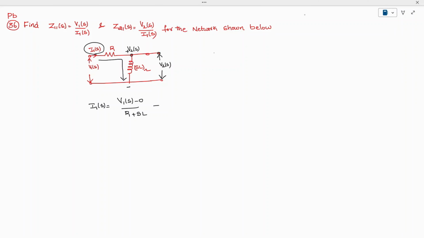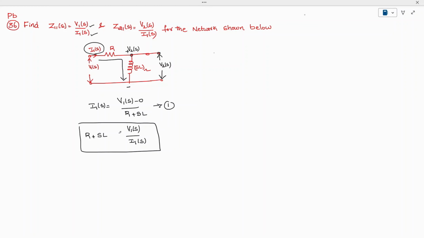So this is equation number 1. From here I require the ratio V1 of S divided by I1 of S, which is equal to R plus SL ohms. This is nothing but input voltage by input current. This way it is called input impedance.